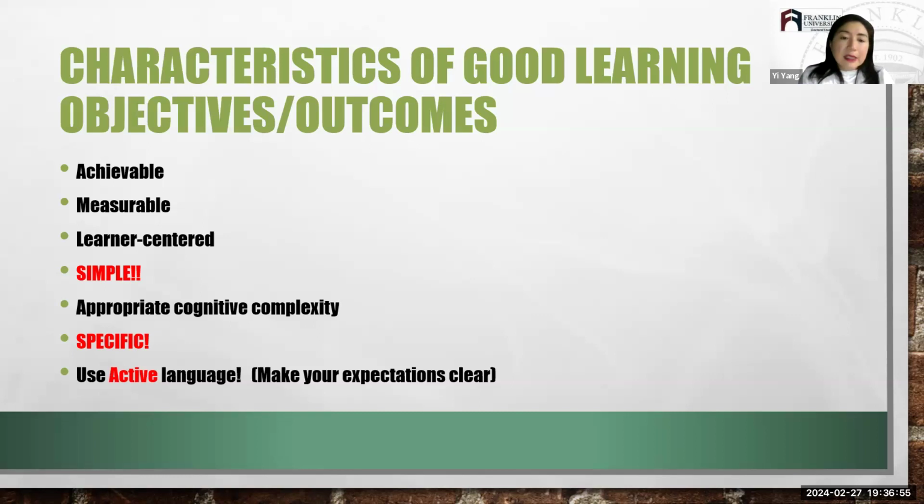All right, the next, specific. So when you write your outcome, you need to give them very specific instruction on what they need to do. So my focus is on the do, what they need to do. And that also goes back to simple, the simplicity of your outcome as well. Be specific and be simple. And also use active language. Avoid using passive language in an outcome. So those are the characteristics of good learning objectives or outcomes.